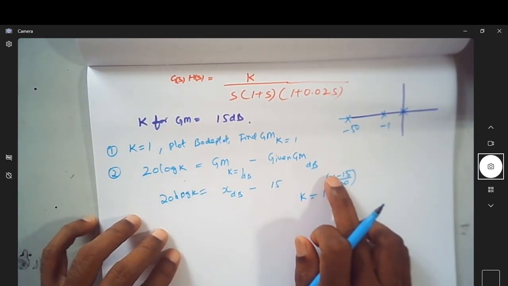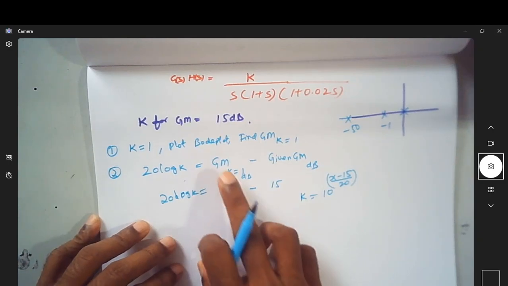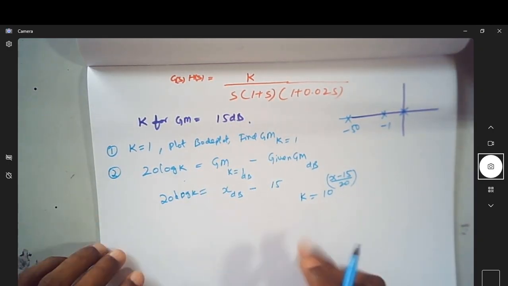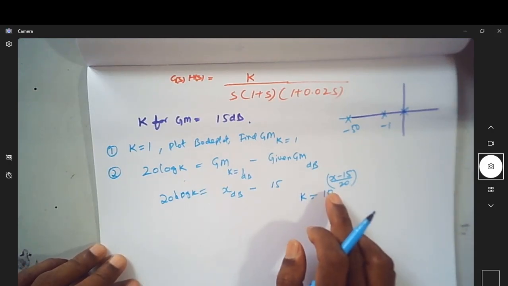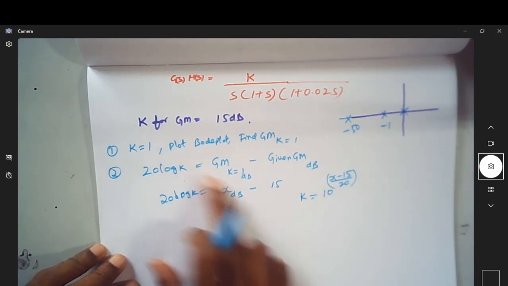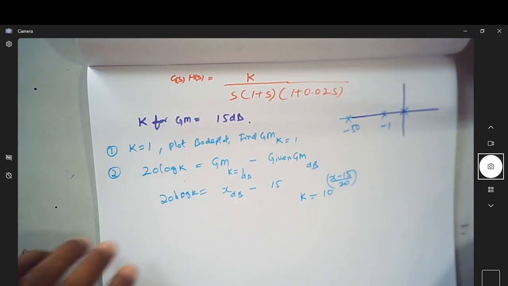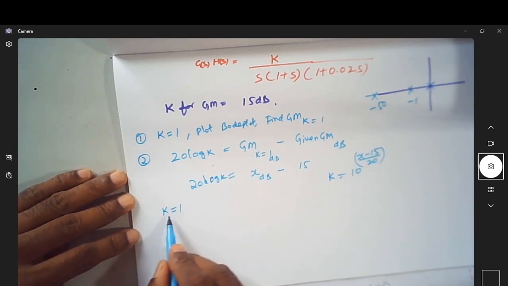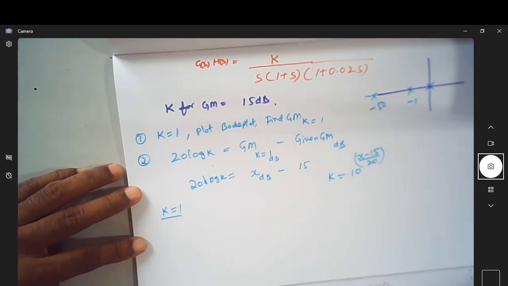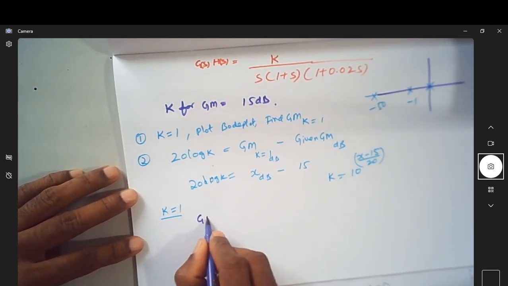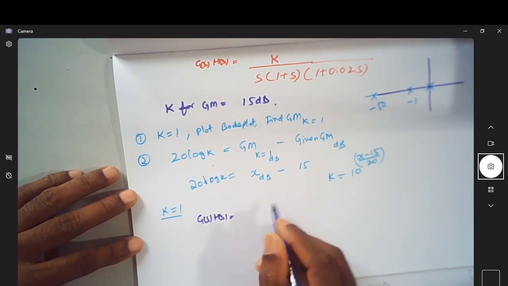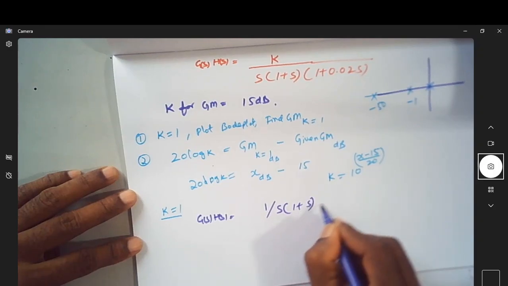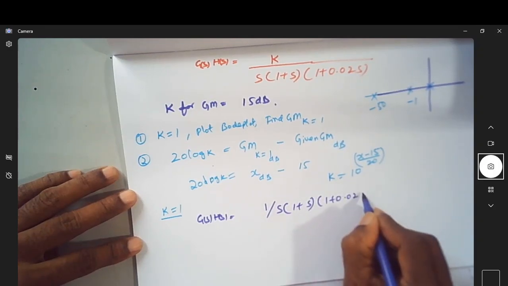Now X is in terms of dB, which represents the gain margin of this system with K equal to 1. So we can get the value of K using this equation. Let us assume the value of K is equal to 1 and start plotting the graph. When you assume K equal to 1, G(S) H(S) will now become 1 by S into (1 plus S) into (1 plus 0.02 S).